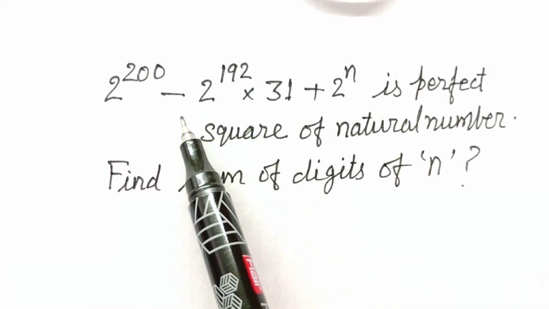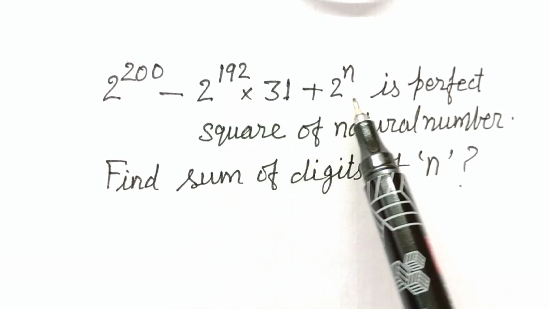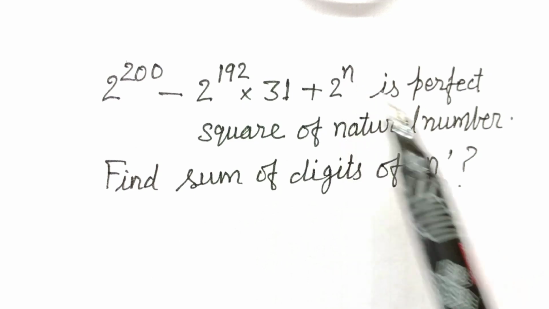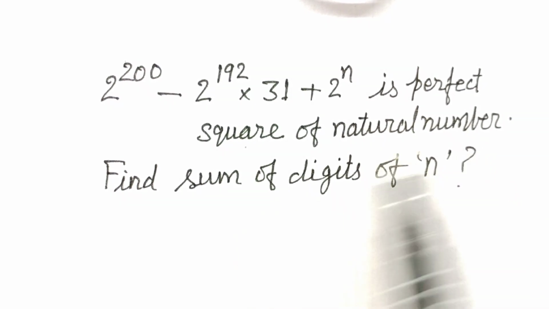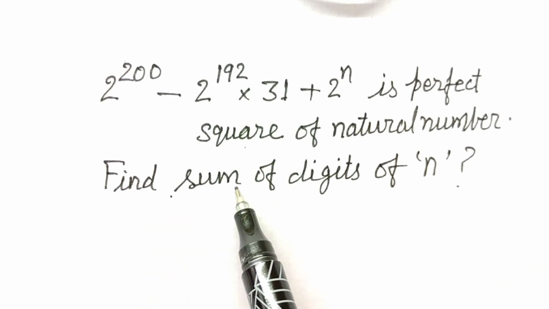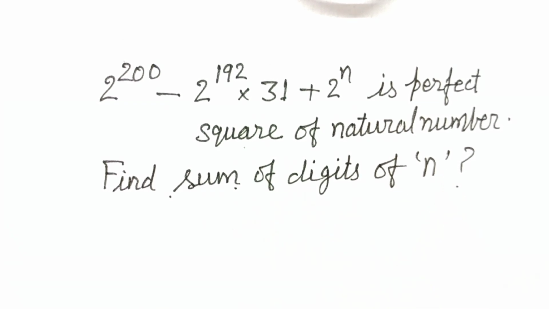2 to the power 200 minus 2 to the power 192 multiplied by 31 plus 2 to the power n is a perfect square of natural numbers, right? So we have to find out the sum of digits of n. So let's start.